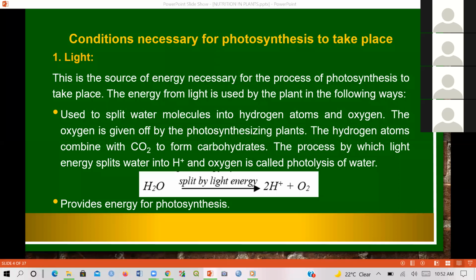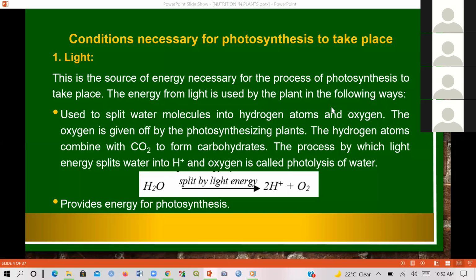If we say that for photosynthesis to take place, light must be present, the question is, what is the role of light in the process of photosynthesis? Well, we know that light can come from the sun, or it can even be from electric bulbs. You've seen people growing plants in closed houses. This light that is trapped by chlorophyll has two functions in photosynthesis.